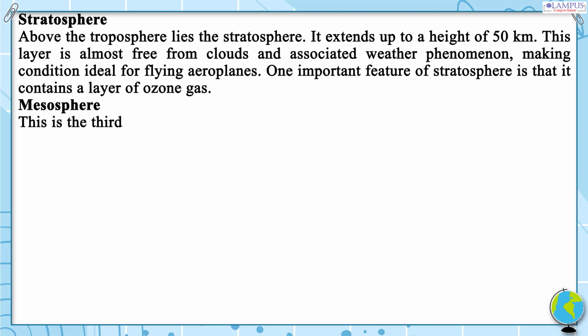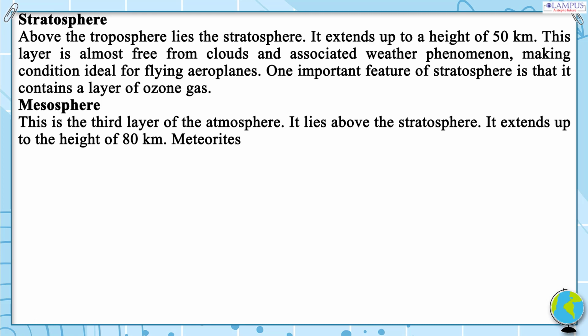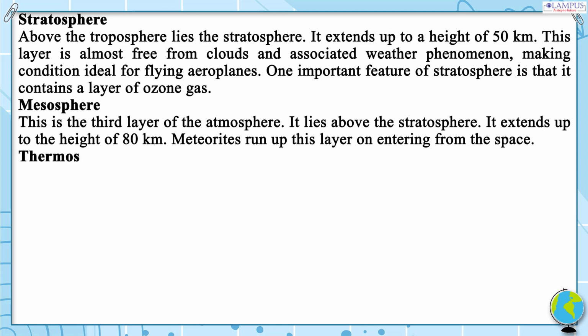Mesosphere. This is the third layer of the atmosphere. It lies above the stratosphere. It extends up to a height of 80 kilometers. Meteorites burn up in this layer on entering from space.